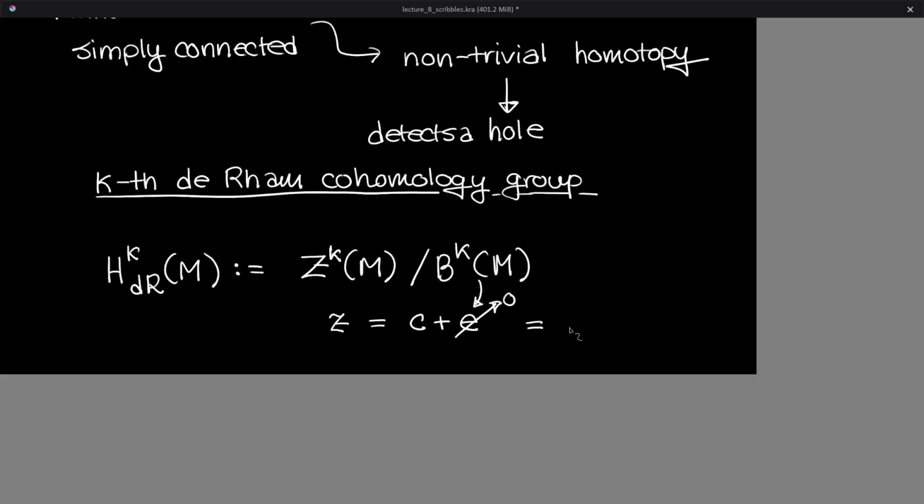So we only have the part of the closed form that's not exact, right? So that is what we're saying. Every exact form goes to 0. Every form that has an exact part plus a remainder, the remainder stays, but the exact form part goes to 0. So what we have left is all the C's, which are elements of Z^k(M) that are not elements of B^k(M). That's exactly what we wanted. These are the so-called non-trivial forms.